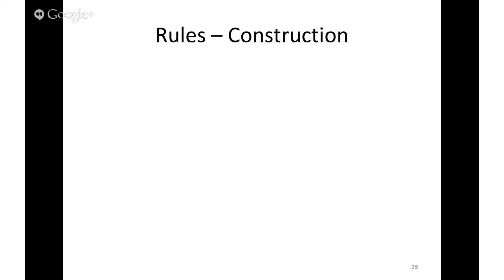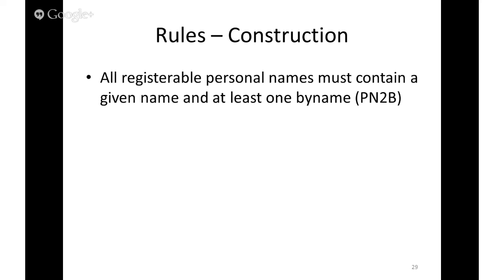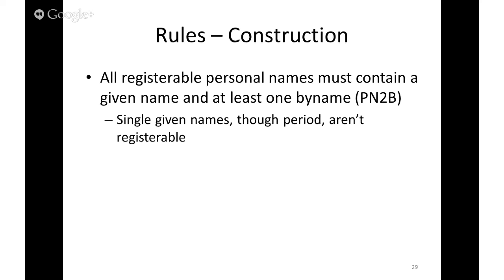So, now we've got our name phrases. How do we put them together? What's the construction? This is covered in PN2. So first off, all registrable personal names must contain a given name and at least one by name. This bothers a lot of people because a lot of period people have single given names. A lot of people were just John or just Bob, and there wasn't anything else. The problem with that is once somebody registers John, we're now out of Johns. So we don't allow it. You have to have a by name.